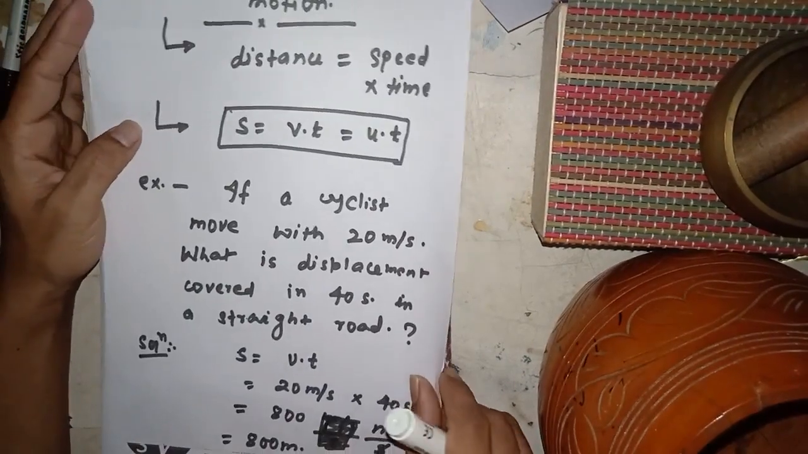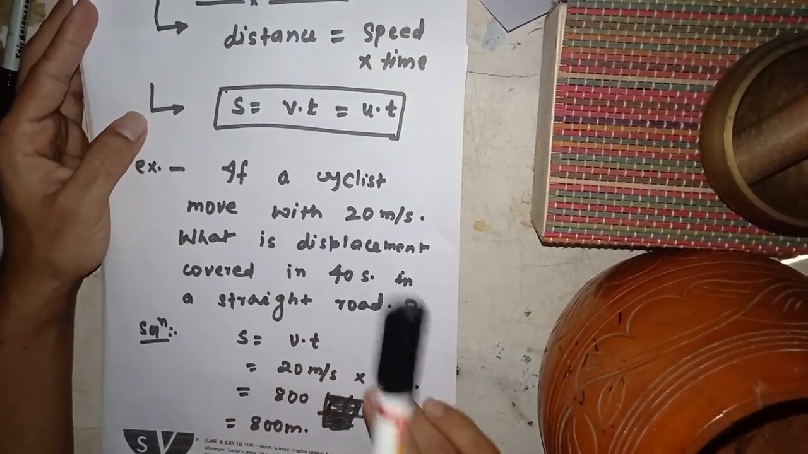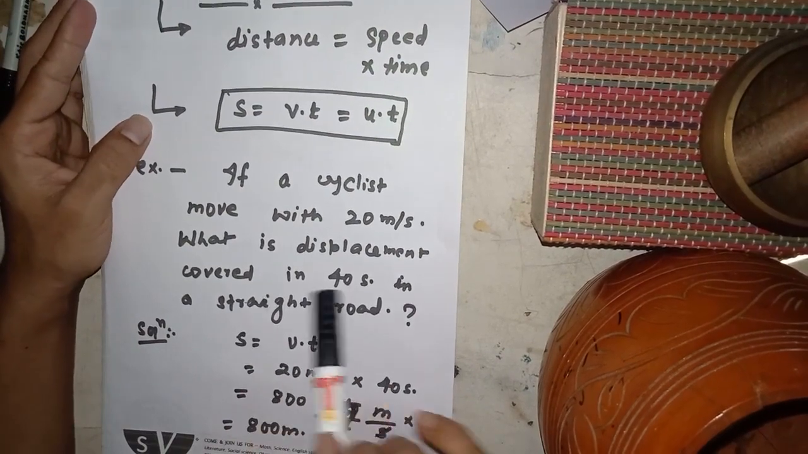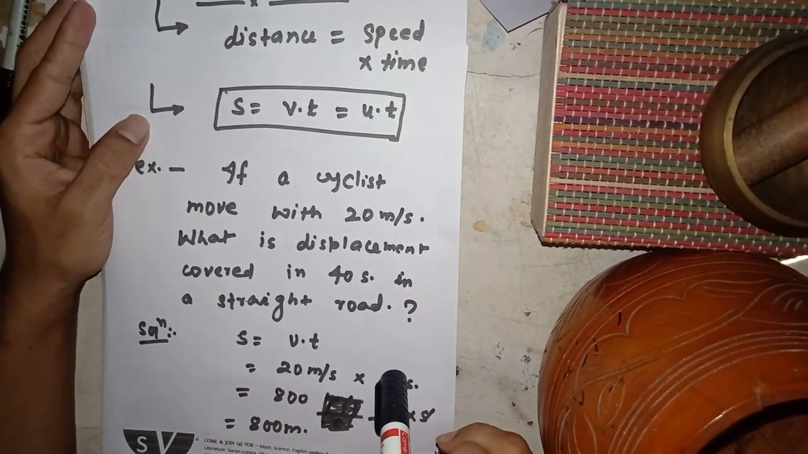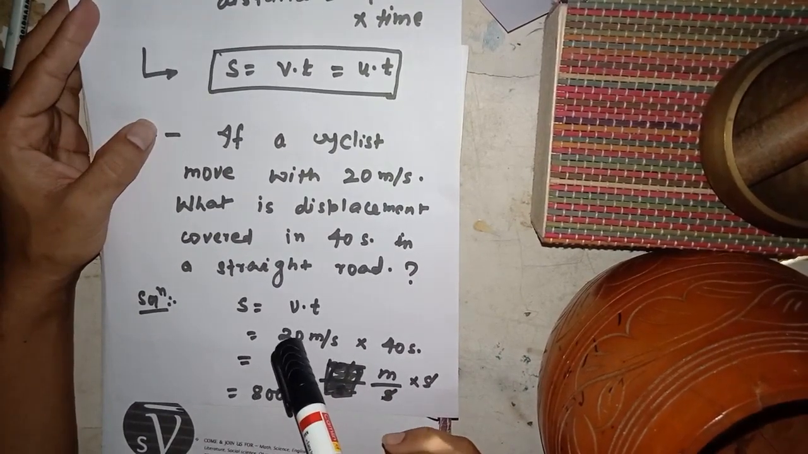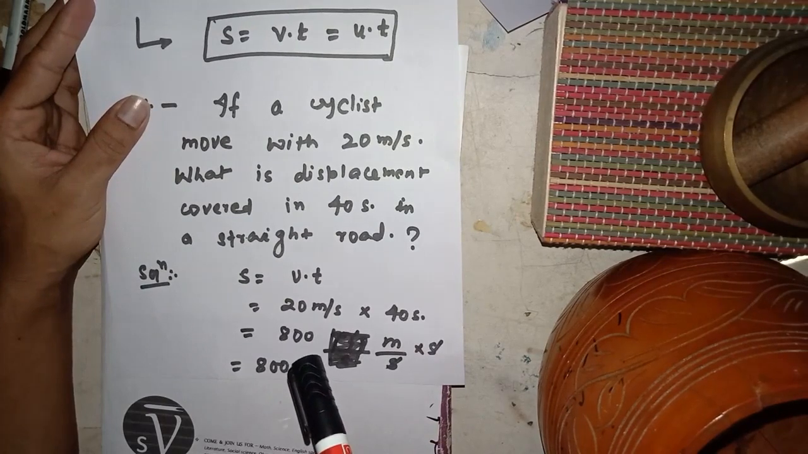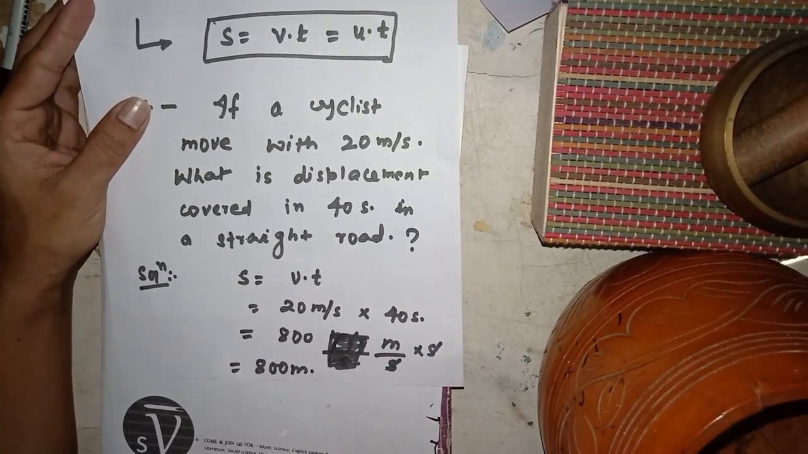I have given you a problem: if a cyclist moves with 20 meter per second, what is the displacement covered in 40 seconds? I have already told you how to solve it. You know about it from the previous class. Have you got it?